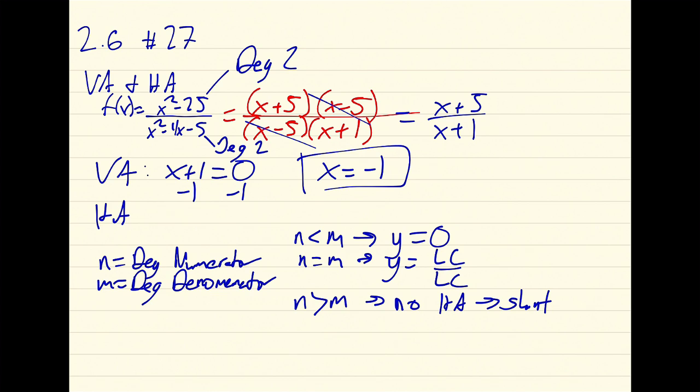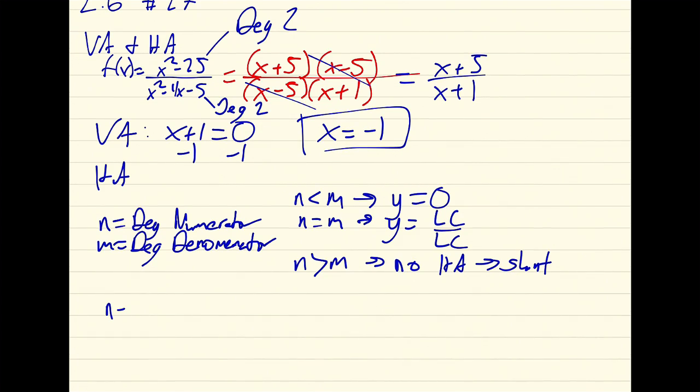But in this case, we're dealing with the middle one, where n is equal to m. So we're going to take the leading coefficients now. Thankfully, it doesn't matter which leading coefficient we do. It's going to be y equals the leading coefficient in the numerator, 1, divided by 1. In other words, we get the horizontal asymptote as the line y equals 1.